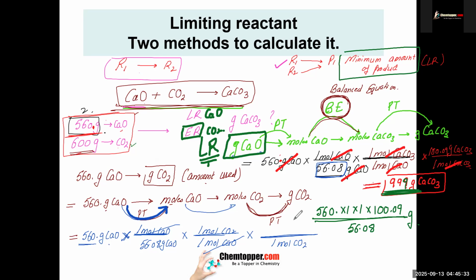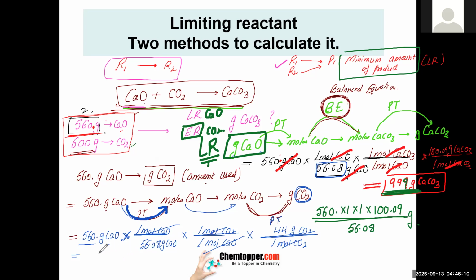Look at the periodic table for the CO2 molar mass. What is that? Oh yeah, it's 44.01 grams of CO2. Okay, now do the calculation. What is the answer? Dash, you need some practice. You're slightly shaky in this dimensional analysis.